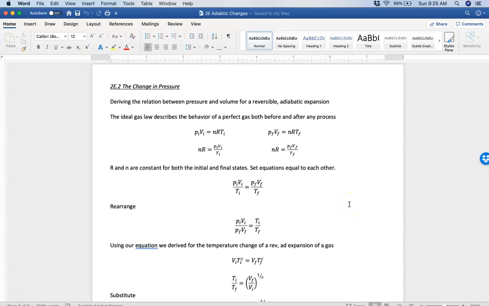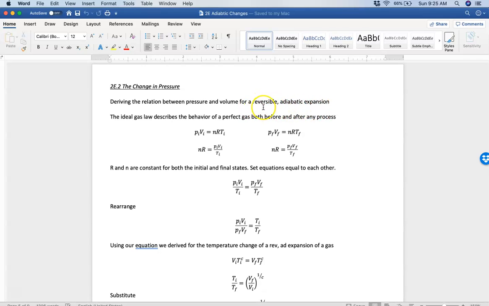So this is a continuation of section 2E of focus 2, and we'll be looking at adiabatic changes. In the previous video we looked at changes in temperature, and now we're going to be investigating changes in pressure of the system under adiabatic conditions. So we're deriving the relationship between pressure and volume for, in this case, a reversible adiabatic expansion.